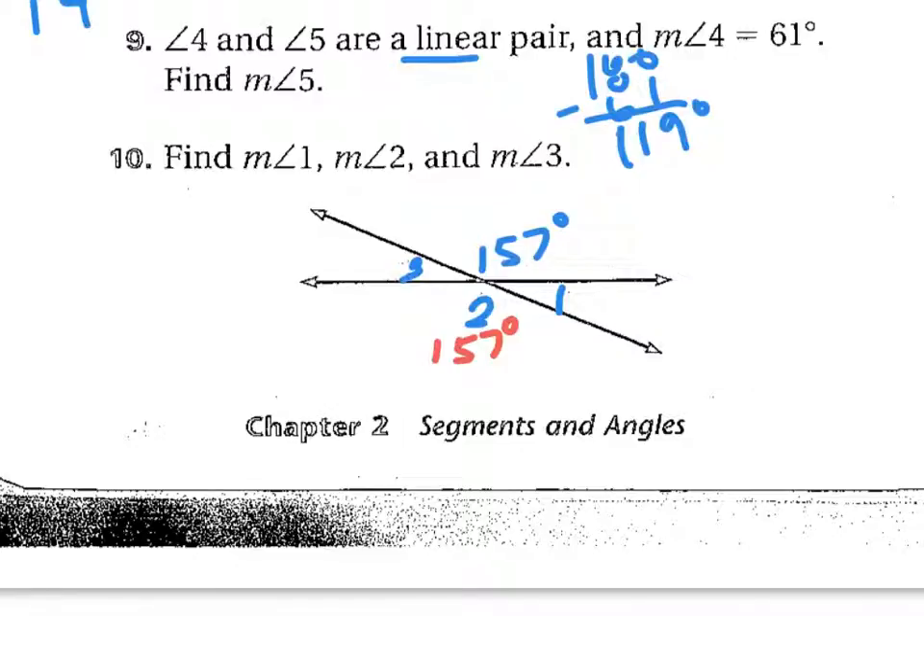Now, mental math moment. Don't go for the calculator so fast. 157 is close to 160, right? 160 is 20 degrees away, and you just need 3 more. So 23 degrees is what we're looking for in angle 1 and angle 3.